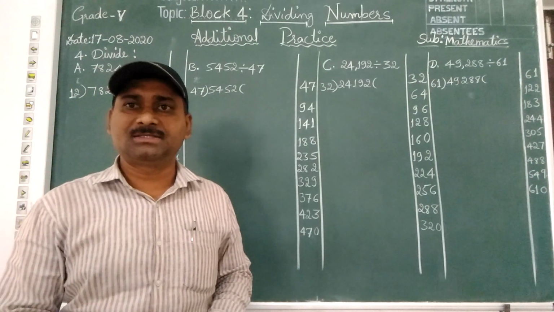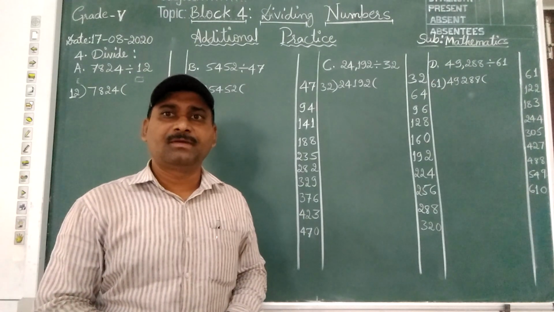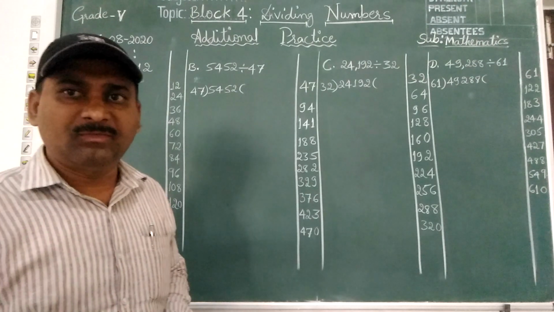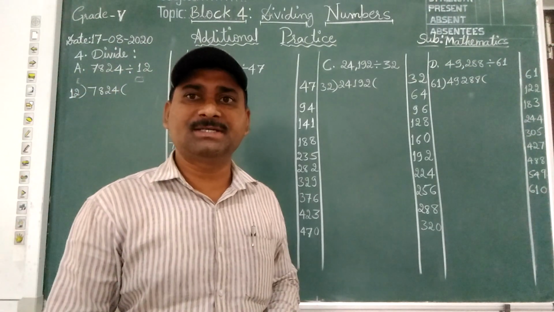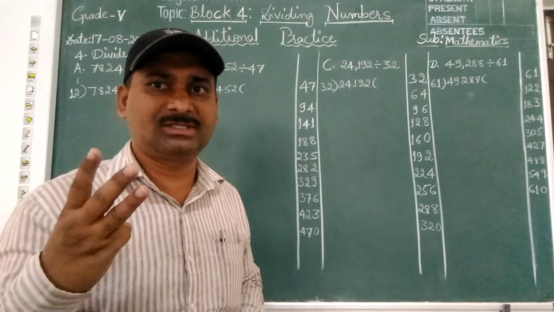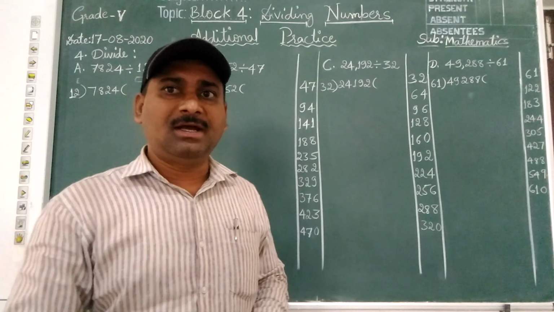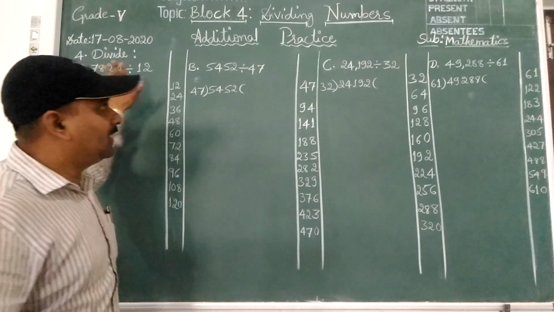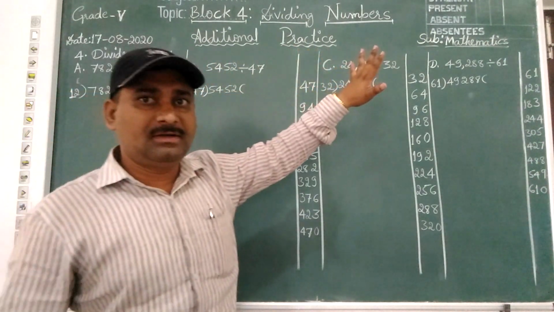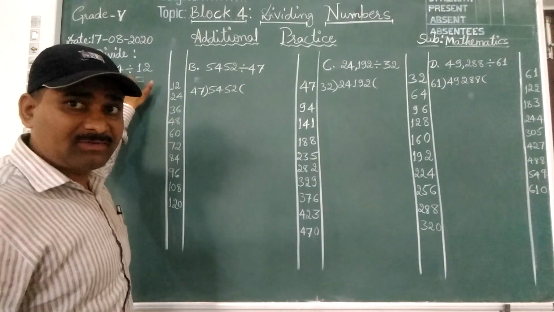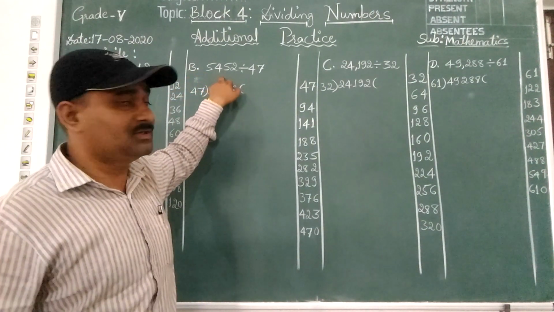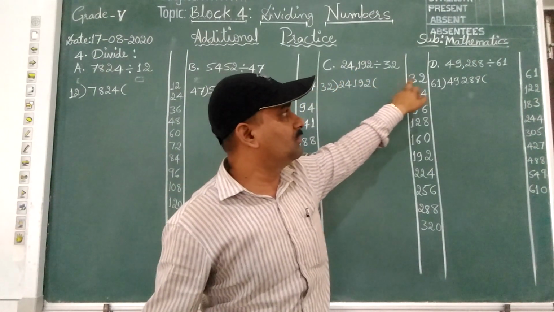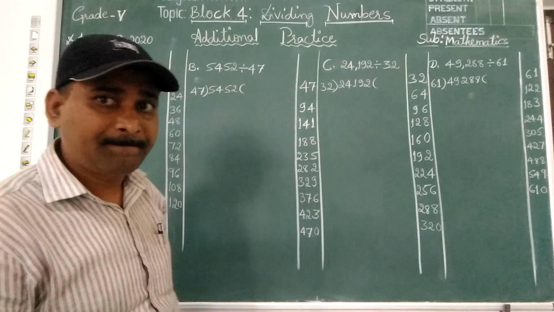Children, in the last class, that is last Monday, we started discussing additional practice of Block 4, where we discussed 3 questions. The first 3 questions we already discussed, and this is the 4th question: divide. There are 4 divisions. One is to divide by 12, second 5452 divide by 47, third divide by 32, fourth divide by 61.